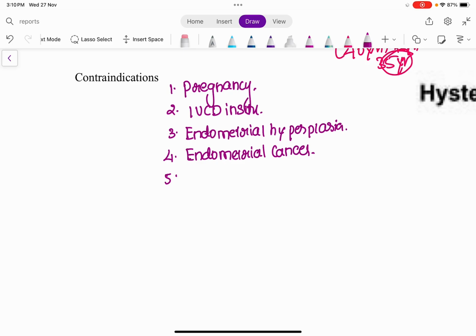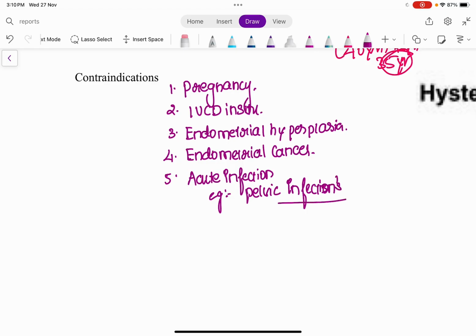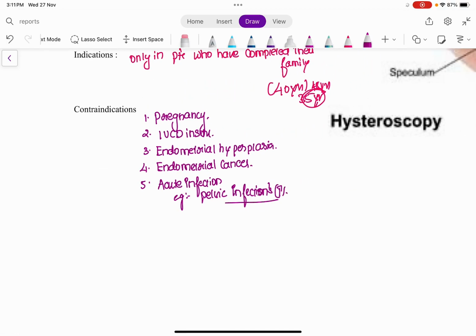Apart from that, any acute infections, for example any pelvic infections, because the infections can get aggravated or even spread. So in order to prevent any infectious spread, you cannot do endometrial ablation in any patient with acute pelvic infections. Please always remember, with any sort of infection in a female in gynecology, you cannot do any procedure. And in pregnant females, IUCD in situ, suspected endometrial cancer or hyperplasia, you also cannot do this procedure. Right? So these are the contraindications of endometrial ablation.